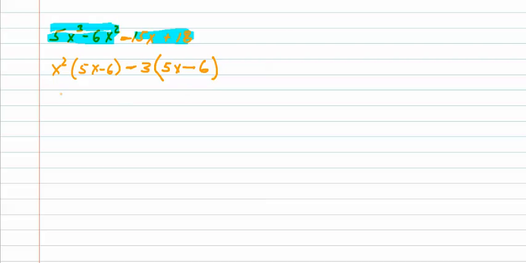And now we have our common factor, 5x minus 6. What's left? X squared and 3, x squared minus 3. Whoops, x squared minus 3. And we're done. All right, I hope this makes sense to you. I really do, and I hope I didn't make any more mistakes.